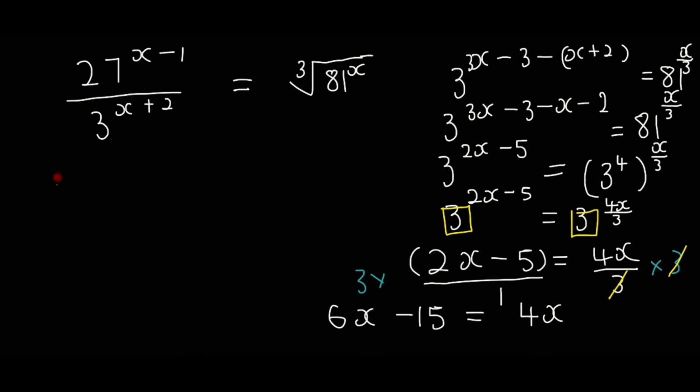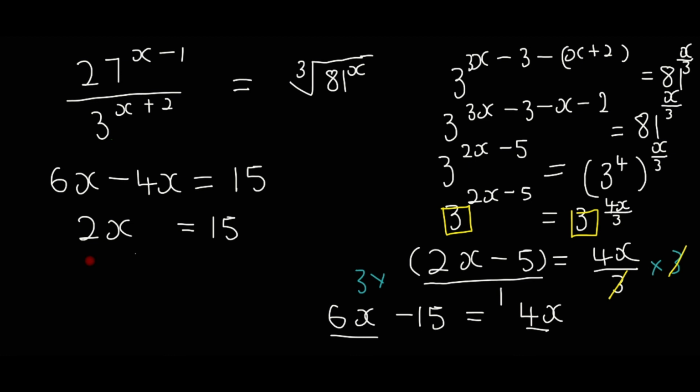And then from there I can solve for x. So 6x minus 4x, I take this 4x and bring it to this side, and then take this minus 15 to the other side, and then it becomes positive. And then from there I have 6x minus 4x, and then we have 2x is equals to 15, and then from there I divide both sides by 2. This means this one and this one they cancel, therefore x is equals to 15 over 2, and then this is our answer.